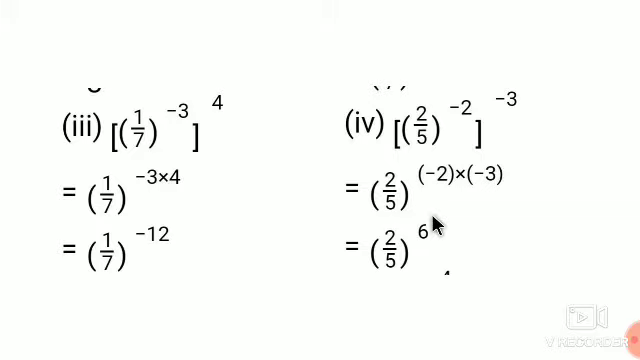Some more examples of it. 1 upon 7 raised to the minus 3 whole raised to the power 4. So 1 upon 7 here raised to the minus 3 into 4. This minus 3 into 4 is minus 12. So 1 upon 7 whole raised to the power minus 12. Like this you can solve the next practice set 29.